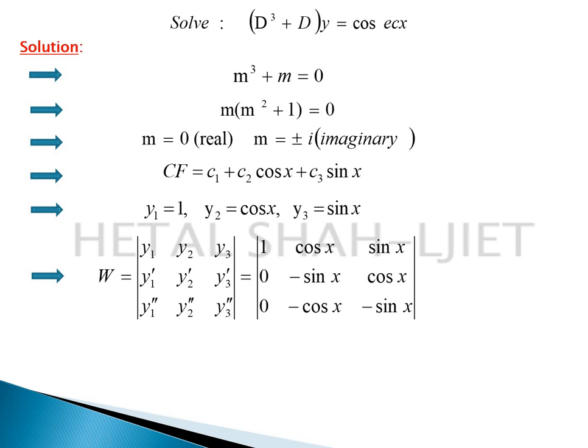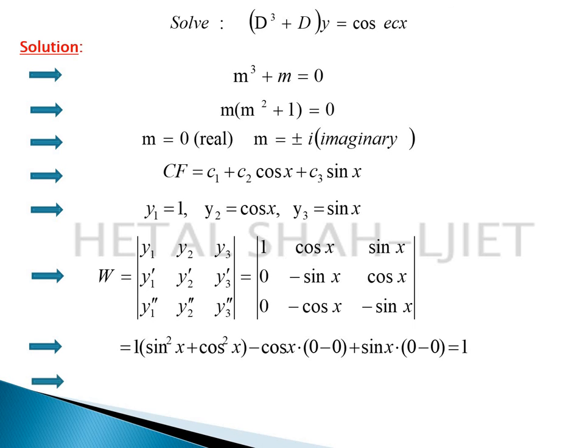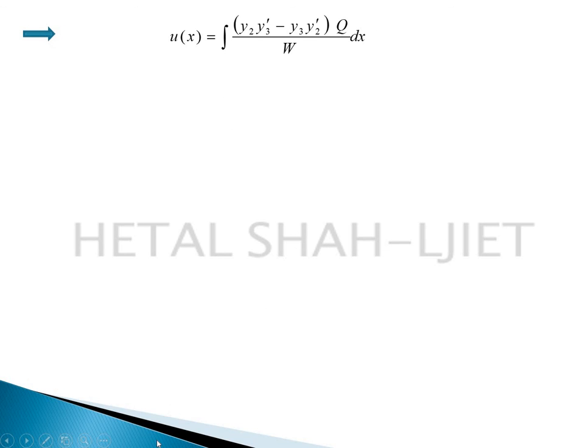Now find the Wronskian by the formula. By solving this determinant, we get the final one. Now substitute the values of y1, y2, y3 in this PI, that is u y1 plus v y2 plus w y3. Now it's time to find the values of u, v and w, and the formula for u is this. Here we can find y2, y3 dash, y3, y2 dash from the formula of the Wronskian. Q is the right hand side of the given equation and the value of the Wronskian, that is capital W.